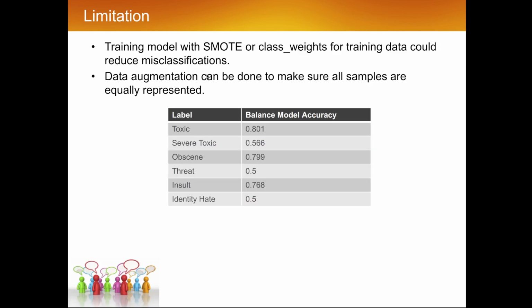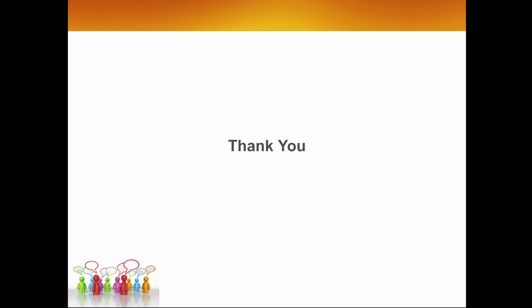So if you see the balanced accuracy for all samples, the model performs comparatively poorly. And to overcome these limitations, we could have used SMOTE, and we could have used class weights for training the data. We could augment the data and represent each of the samples equally, and that could be very useful when fighting this data imbalance. And that is all for our project.